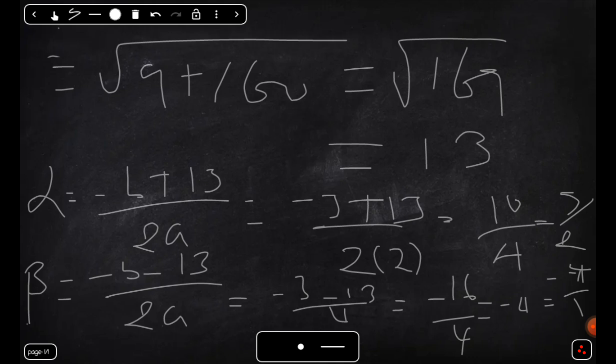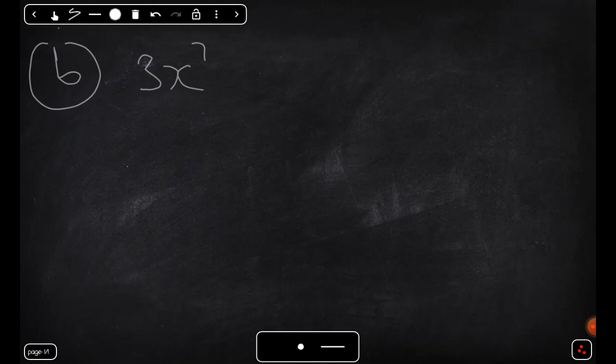But the major thing here is that they are distinct. Alright, so let's take a second example on this theory. Now, we have a question here that said, find the nature of the roots of this quadratic equation b. We have 3x squared minus 2x minus 2 over 5 equal to 0.